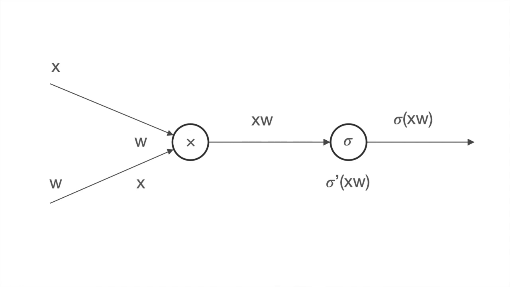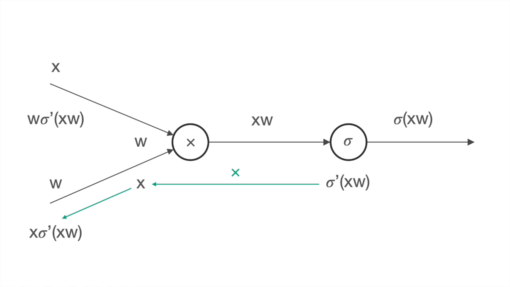Once again, we propagate the gradients back by multiplying along. And so the overall gradient of the expression with respect to x is the product of w and the gradient of the sigmoid of xw. And the gradient of the overall expression with respect to w is x times the sigmoid gradient.